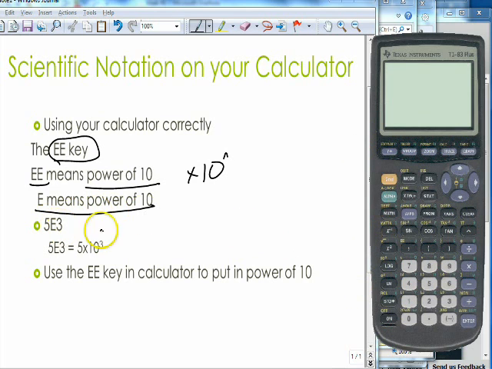Let's write 5E3. So we go down to the 5 here, 5. Now what we're going to do is go up to the second function, second, then we do that double E. It just says E. Even though the calculator says double E, it's just going to come out E. And we don't have to put times 10 to the third. We can just put 3. And we put enter, and voila, 5,000.